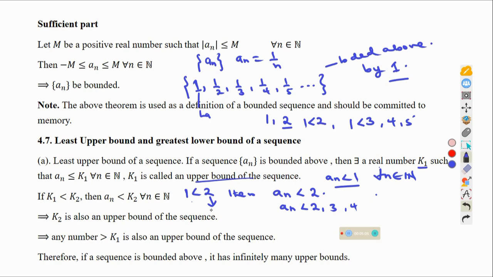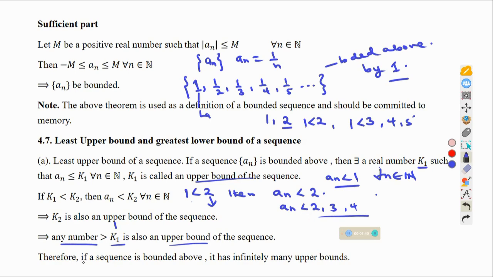So in other words, any number which is greater than 1, we are taking 1 to be our upper bound. But for our case now, we are using K1 to generalize. So if K1 is your upper bound, all the numbers that are greater than K1 will be called upper bounds. So as we have seen here, 2, 3, 4, 5, 6, 7, all those numbers will be called upper bounds.